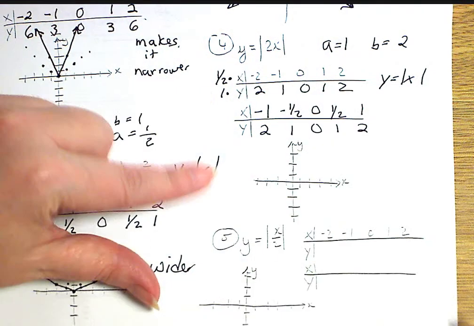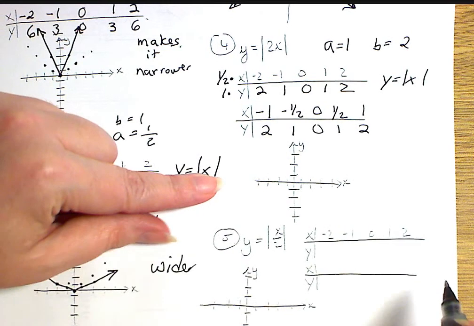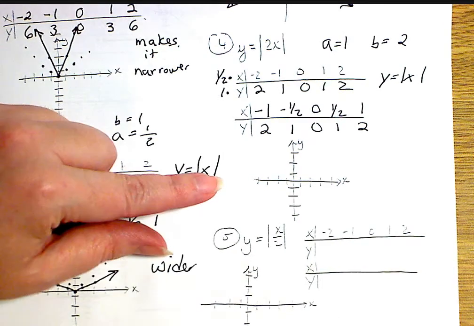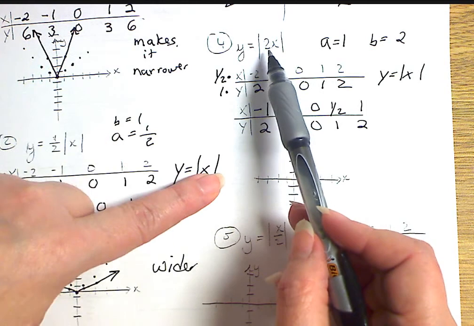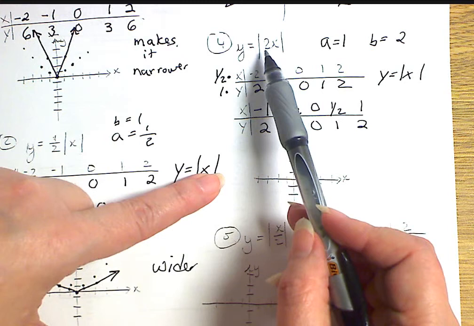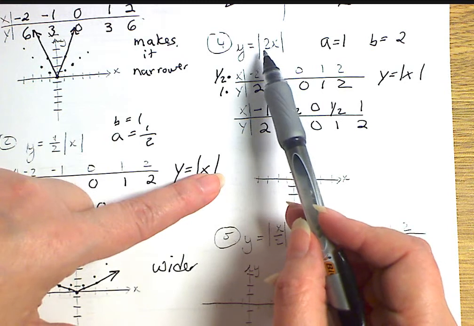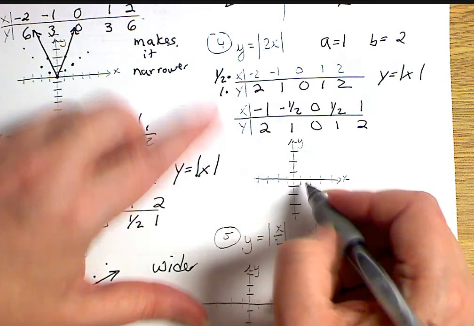Let's graph the parent graph and see what happens. If the same thing happens, we're saying that it's a whole number, so it should be what? Narrower, right? So let's see if it still does that. So we're going to do parent graph.